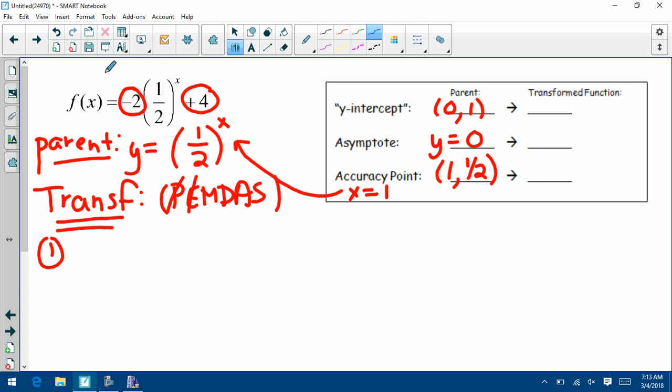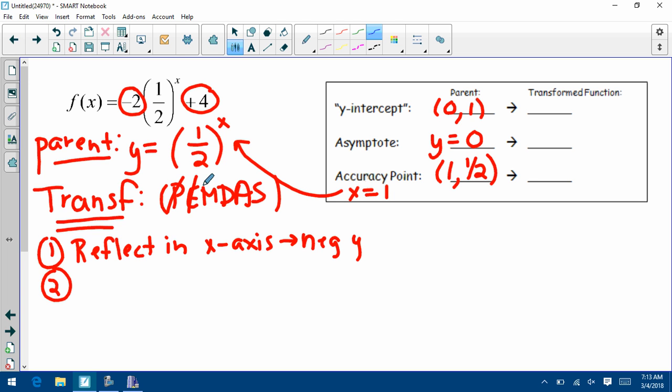What's one thing that's happening? Right, a reflection in which axis? The x-axis. And what does that affect? Well, is it directly attached to the x? No, so it affects the y's. What's it doing to the y's? Negating them. So we negate the y's.